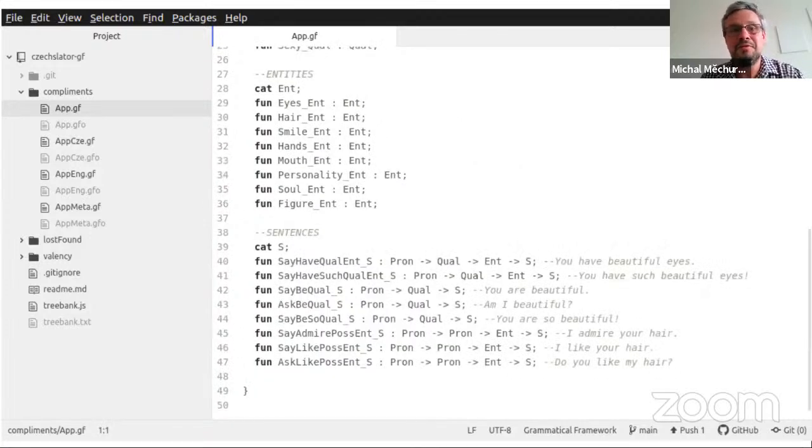Then further down, you have the list of entities that you can ascribe these qualities to: people, and then things possessed by people, such as their hair, their eyes, their hands, right? Things like that. And then at the end here, you have these sort of templates for sentences where you can use this vocabulary, like: you have beautiful eyes, am I beautiful, you are so beautiful, I admire your hair, and so on. Sentences like that.